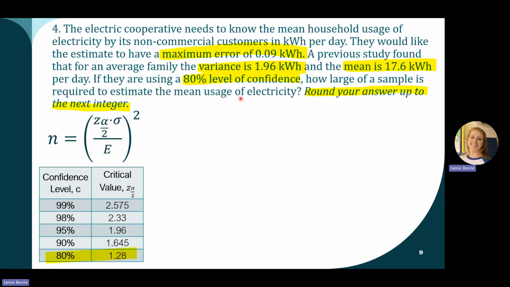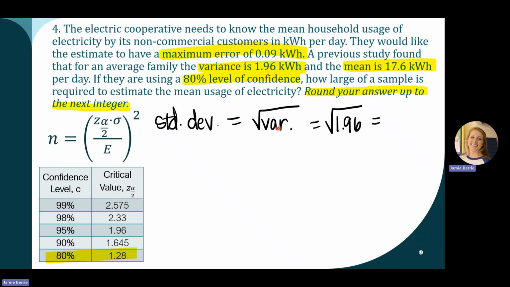All right, so we do have to do a little bit of work before we can use the formula because they gave us the variance instead of the standard deviation. So let's go ahead and find the standard deviation. The standard deviation, as we know, is the square root of the variance. So take the square root of 1.96, the variance they gave us, to get the standard deviation. The square root of 1.96 is 1.4.